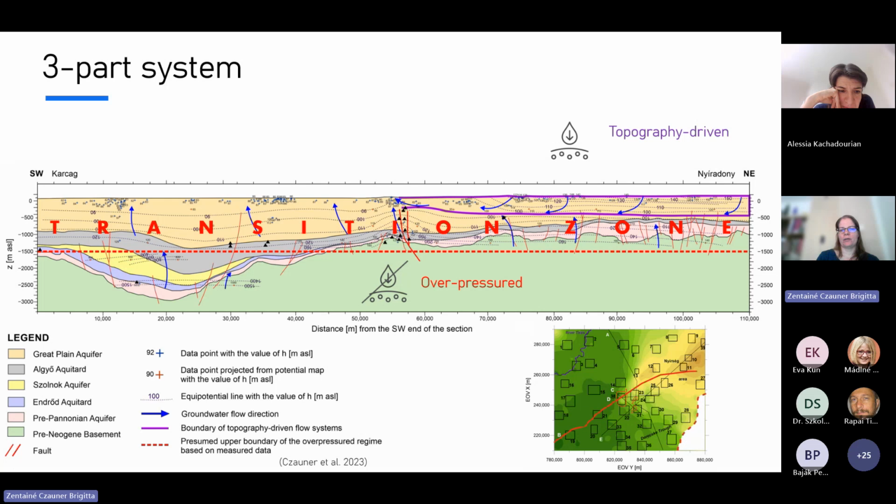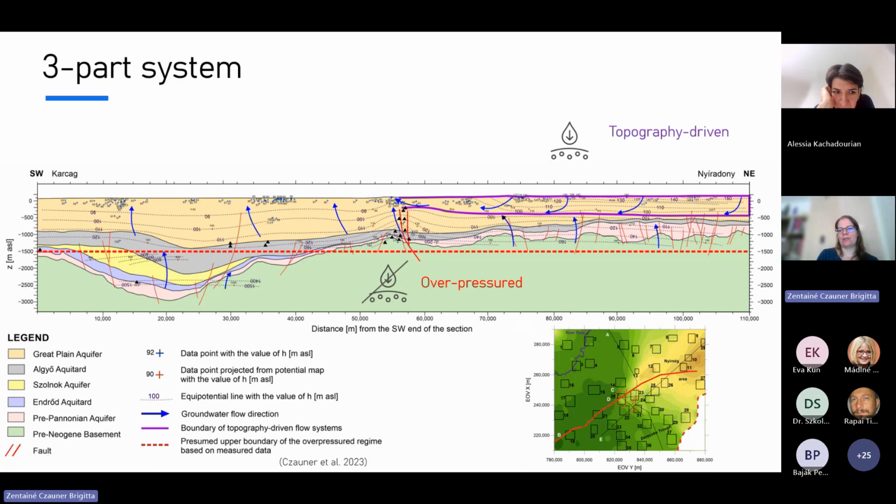But we can see it from the cross sections, and I now delete the letters. If you look at the groundwater flow directions, we can see upward flow directions everywhere within this transition zone. This is what helps us to separate the transition zone from the topography-driven system in the recharge areas of the topography-driven systems, where the two zones or systems show opposite groundwater flow directions.